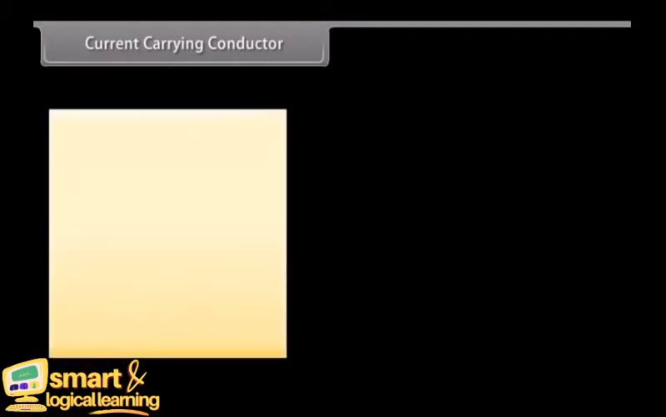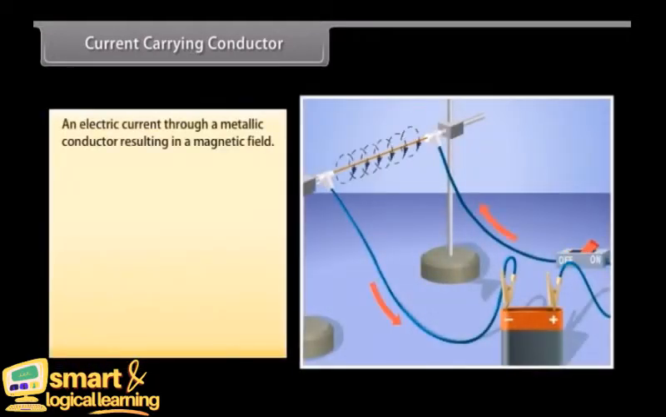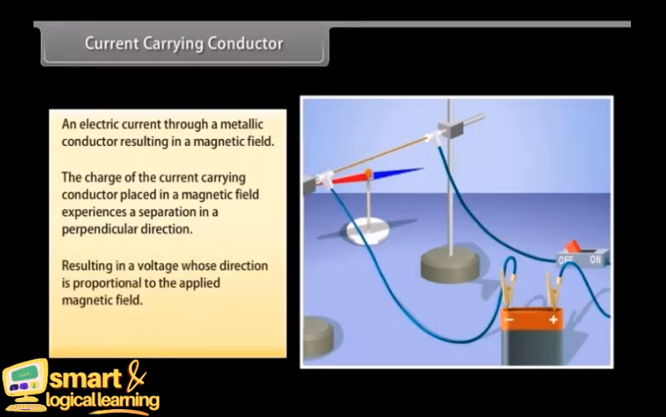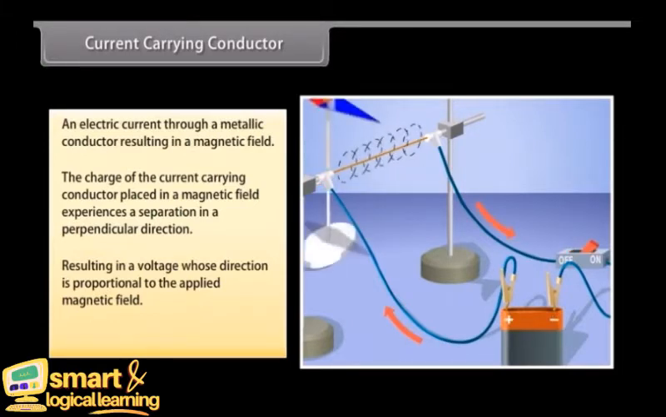Current-carrying conductor. An electric current passing through a metallic conductor results in a magnetic field being created around it. The charge of the current-carrying conductor placed in a magnetic field experiences a separation in a direction that is perpendicular to the current and the magnetic field. This results in a voltage whose direction is proportional to the applied magnetic field. This effect can also be reversed.